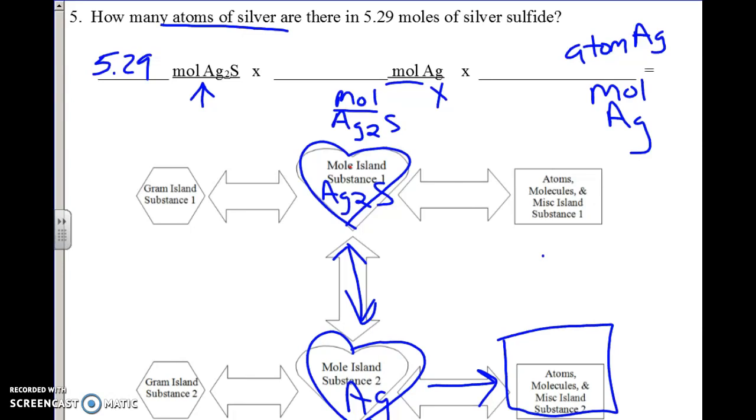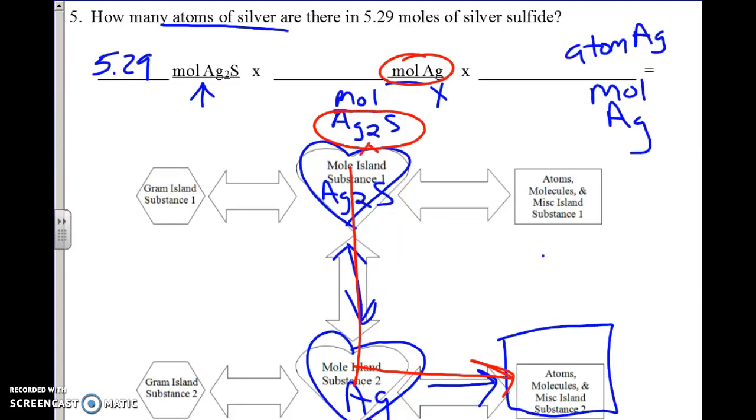So again, our pathway went like this and like this. Each bridge is a multiplication sign, so I have two multiplication signs because I went across two bridges. Let's pop in some numbers. So right here we have moles over moles. How many moles of silver do I have in a mole of silver sulfide? Well, that was that problem that we just did above.